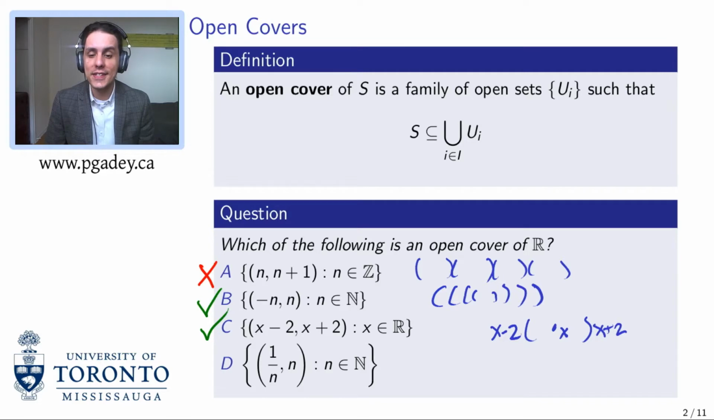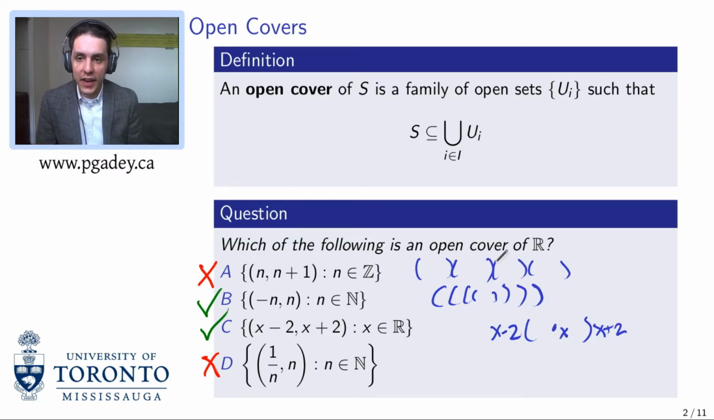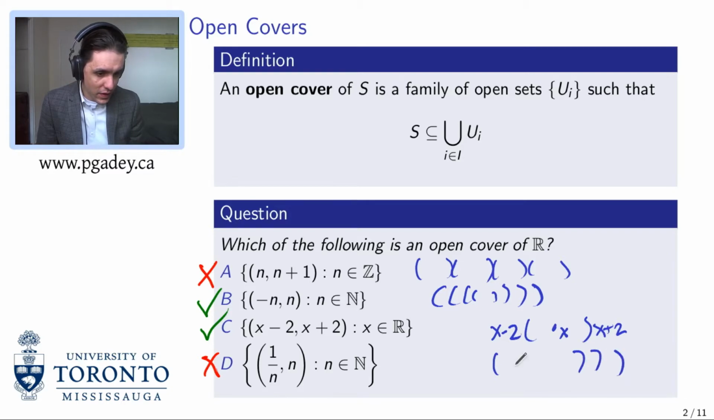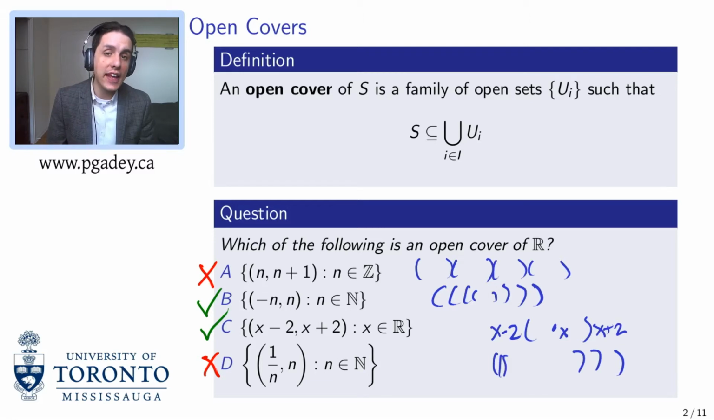Now what about our last set here, D? Is this an open cover? It's not going to be an open cover because it contains no negative numbers. All of the numbers here are positive, so it'll never cover a number like negative 7. We're going to have a whole bunch of sets that grow like this, but they never will contain any of the negative numbers. So this will not be an open cover of the real numbers.